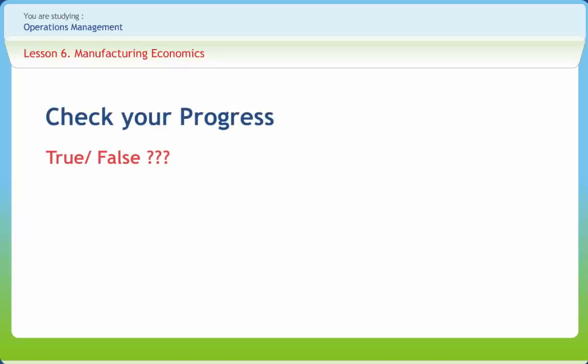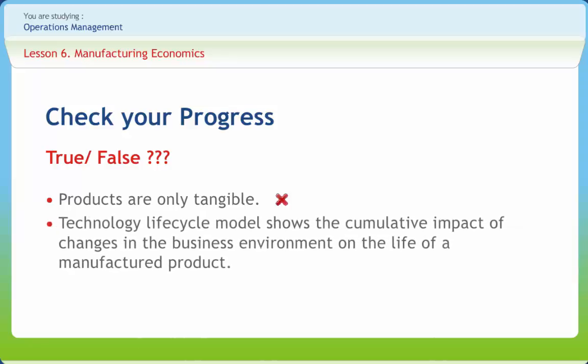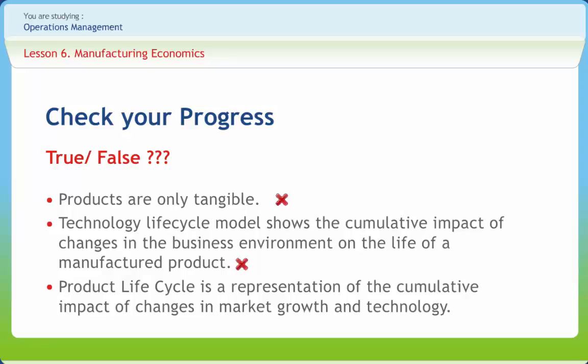Now let us check if we have understood the various concepts discussed in this lesson clearly. Products are only tangible, right or wrong? Wrong. They're both tangible and intangible. Technology life cycle model shows the cumulative impact of changes in the business environment on the life of a manufactured product. Right or wrong? Wrong. It's the product life cycle model. Product life cycle is a representation of the cumulative impact of changes in market growth and technology. Right or wrong? Wrong. It's technology life cycle.